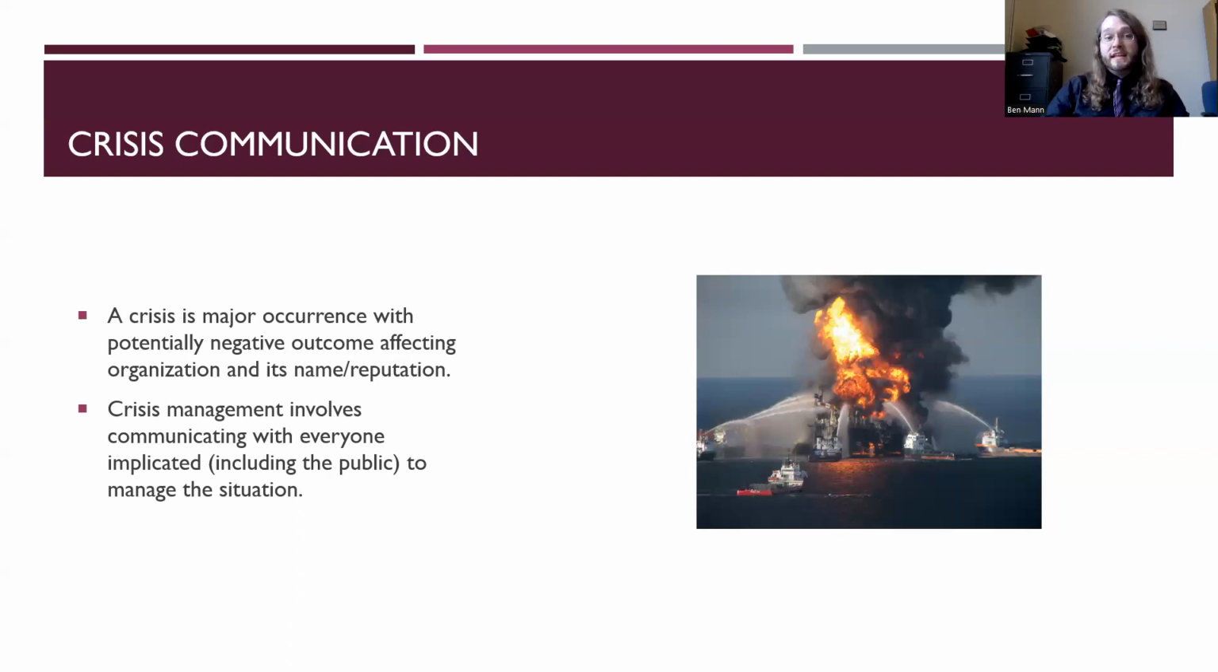So crisis, right, it's an issue that has potentially a really negative outcome that is going to impact the organization and its reputation. Again, BP, British Petroleum, will forever be associated with an oil spill. So crisis management involves communicating with people and how to manage and deal with that situation effectively, how to diffuse the crisis, address the crisis, and make sure that the public is aware, informed, and spoken to clearly about that process.